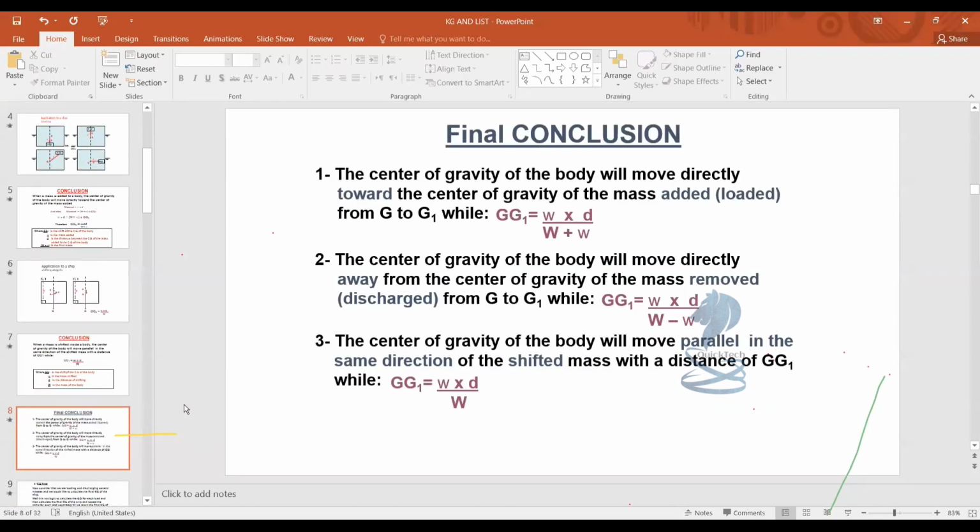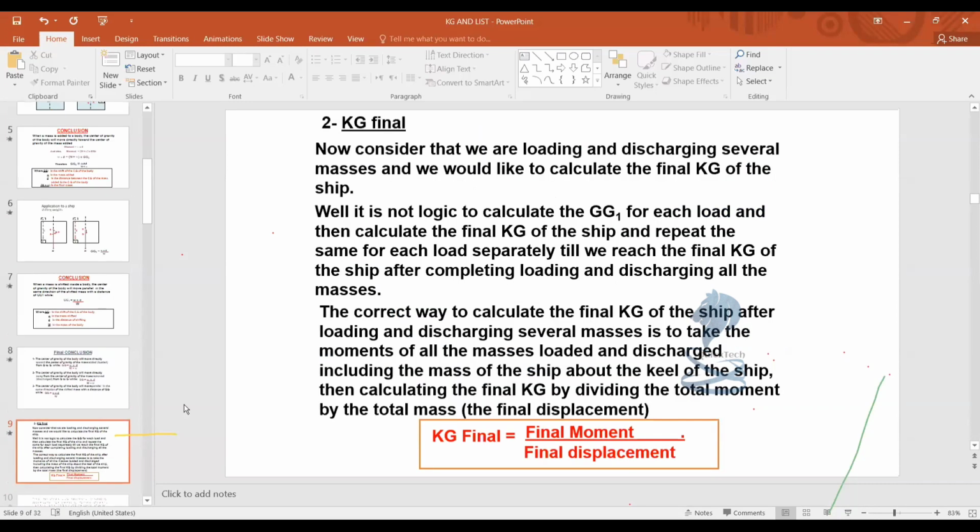Finally, concluding all three conditions: first, when mass is loaded; second, when mass is removed; and third, when mass is shifted in a body, the formulas as described will be applicable. That is, when mass is added, GG1 is equal to small w into d divided by big W plus small w. When mass is discharged, GG1 is equal to small w into d divided by big W minus small w. And when mass is shifted, GG1 is equal to small w into d divided by big W.